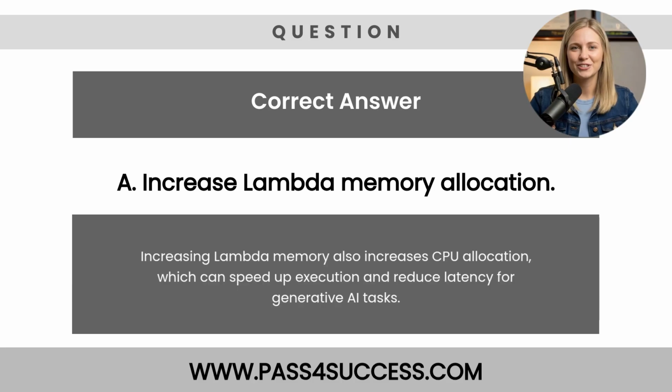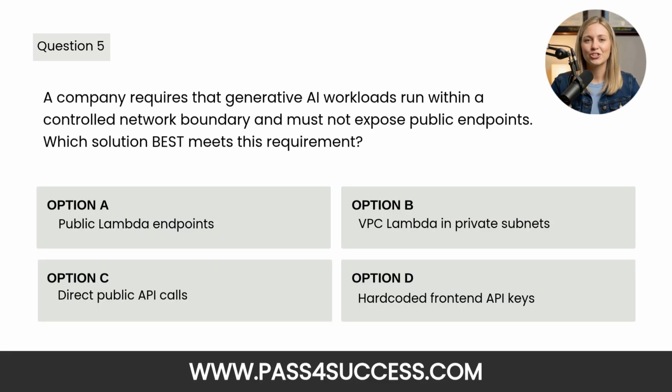The correct answer is A. Increase Lambda memory allocation. Increasing Lambda memory also increases CPU allocation, which can speed up execution and reduce latency for generative AI tasks.